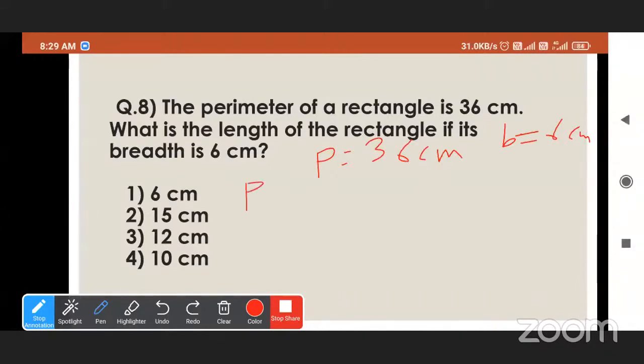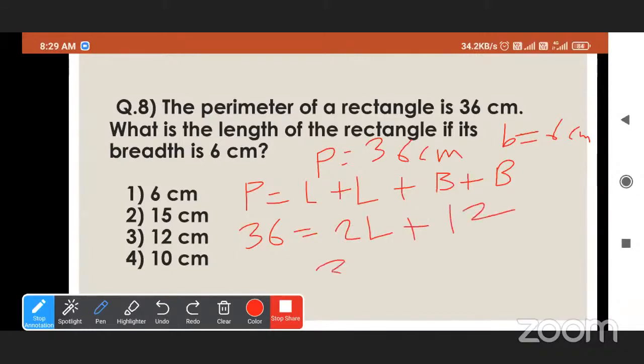Okay. So P is equal to 2 into L, that is, we can write it as L plus L plus B plus B. So here P is already given, that is 36. L we have to find out. We can write it as 2L, and B is, that is 6 plus 6 is 12. So 36 minus 12 is equal to 2L, because there are two lengths or two sides.